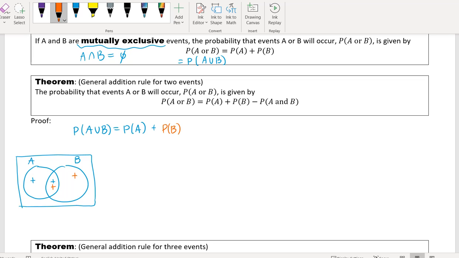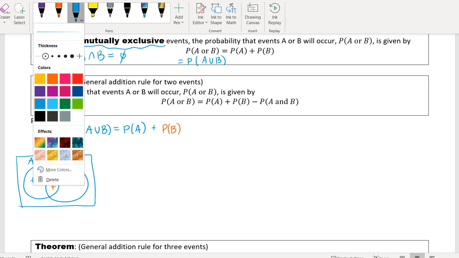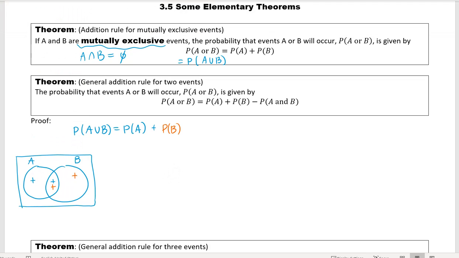Now, do you realize the middle region we actually counted twice? So this region we counted twice. That's why we need to subtract it back. That's why we want to subtract the probability of A and B. Okay, everyone? So this is the union. We want to count each region only once. We don't want to double count it. So that's why we have that.